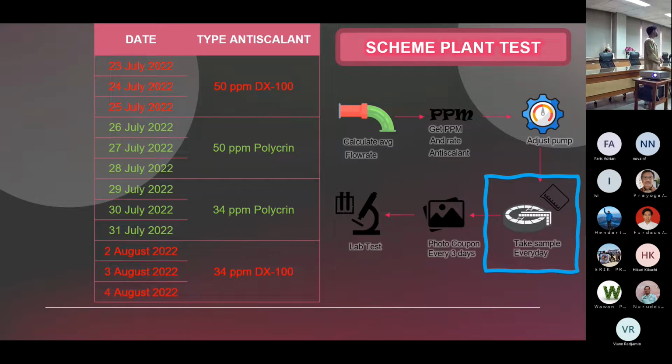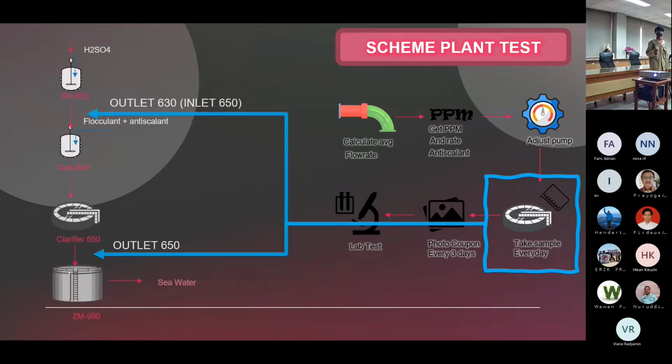There are 2 outlets. The first is outlet 630, which is before the addition of anti-scalant, and we can simply call it inlet 650. And the last one is outlet 650, after the addition of anti-scalant. We test this outlet because we want to know the performance of the anti-scalant.